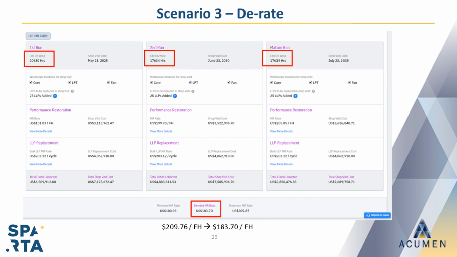If we increase the level of D rate to 20%, the first run interval increases from 17,253 flight hours up to 20,630 flight hours, and the second run and third run intervals are increased to 17,600 flight hours from 14,700 flight hours. In this scenario, the overall impact is to reduce the recommended blended maintenance reserve rate from $209.76 to $183.70 per flight hour.